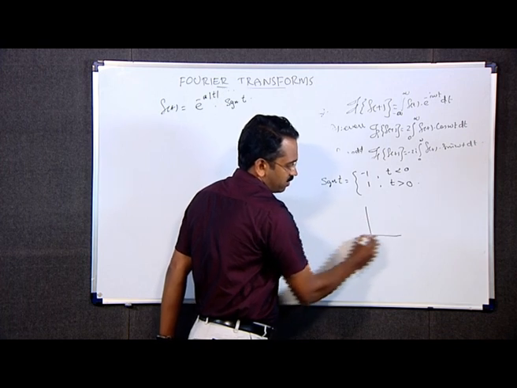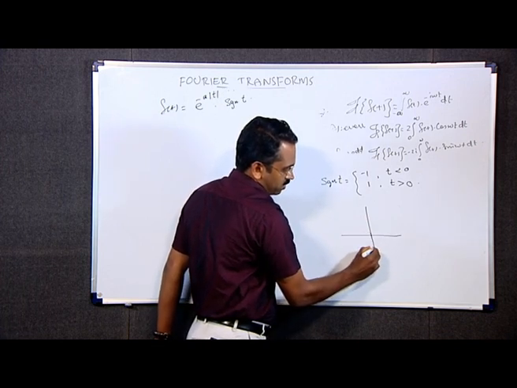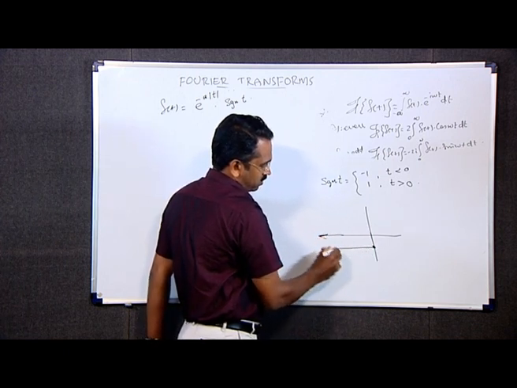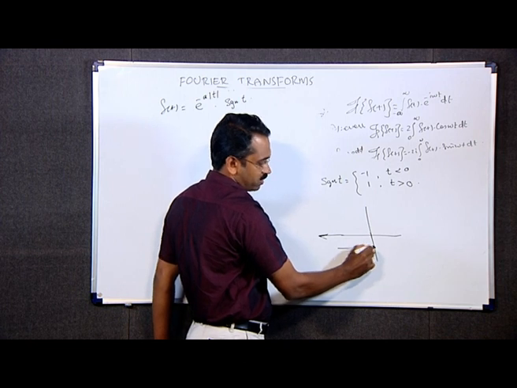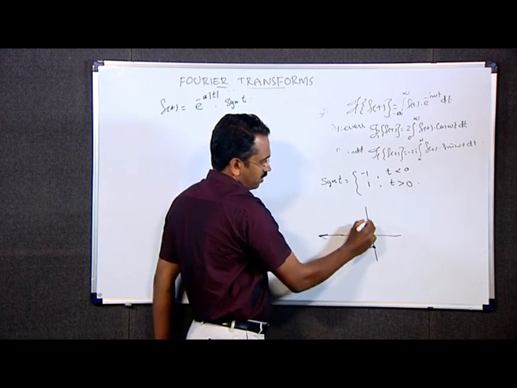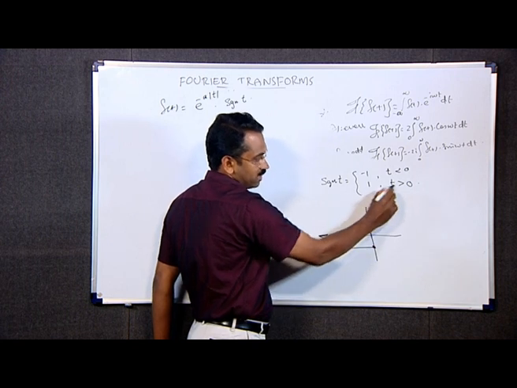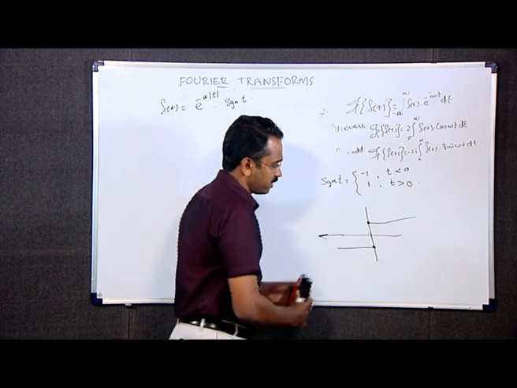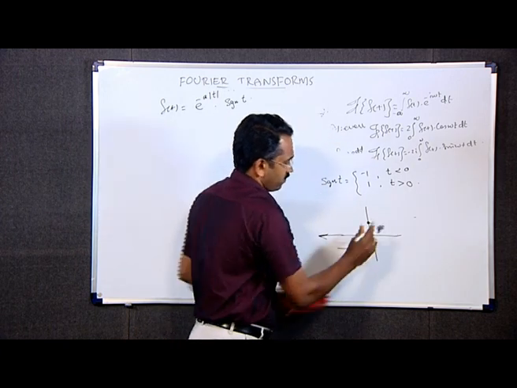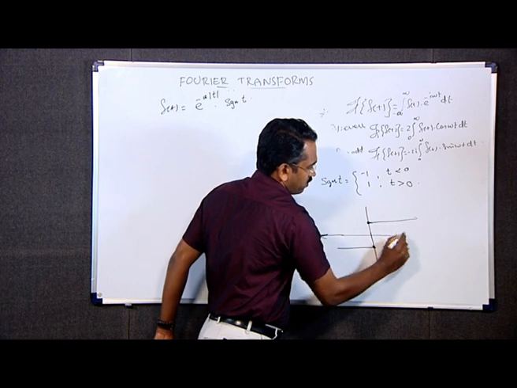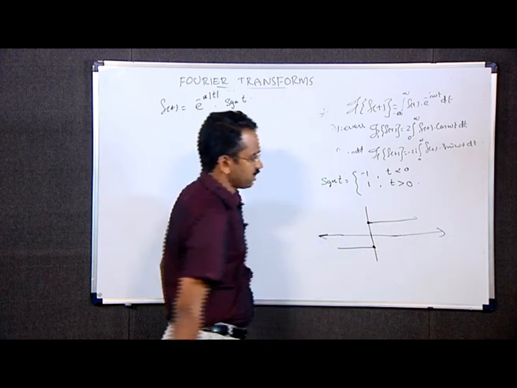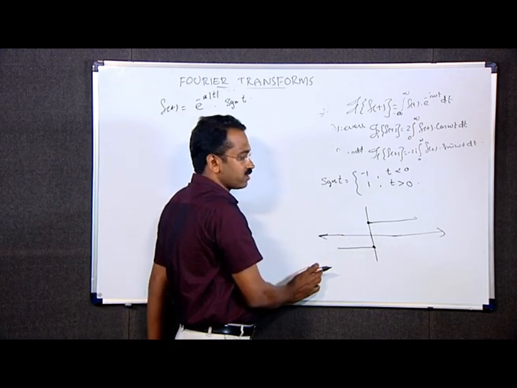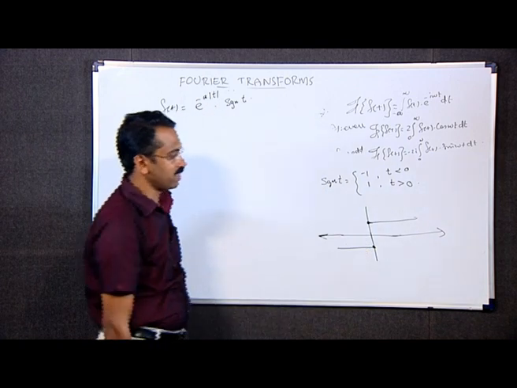The graph is like this, minus 1 is here. Therefore, for t less than 0, the graph is towards the left, and for t greater than 0, the graph is a constant, a straight line parallel to the positive horizontal axis. From this graph, it is clear that the signum function is an odd function.